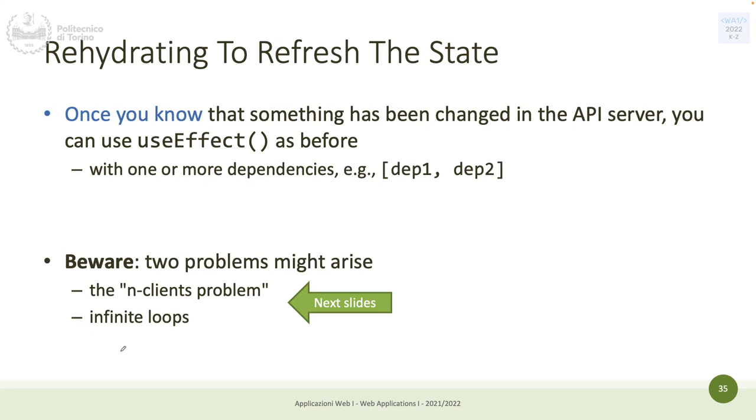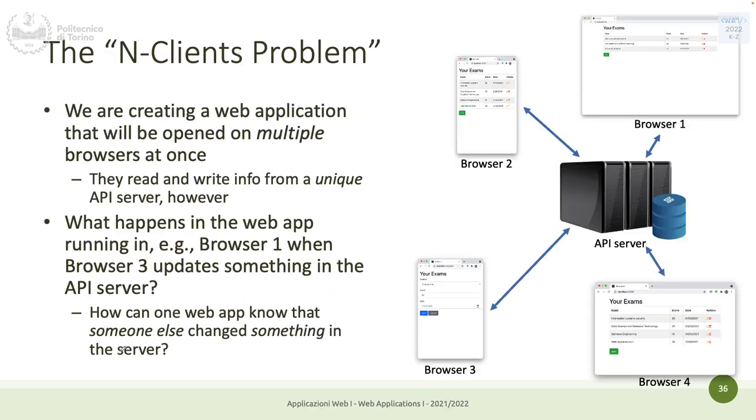We can also read-rate, for the reasons we mentioned, to refresh the state. How can we do that? With useEffect. Sometimes with the same useEffect that you already have defined, and you can use, for instance, a dependency. And as we mentioned, two problems may arise. One is the one that your colleague was mentioning, your colleague in the front, not the one at the bottom of the room. That is what we call here the n-client problem. And the other one is actually infinite loops. So pay attention.